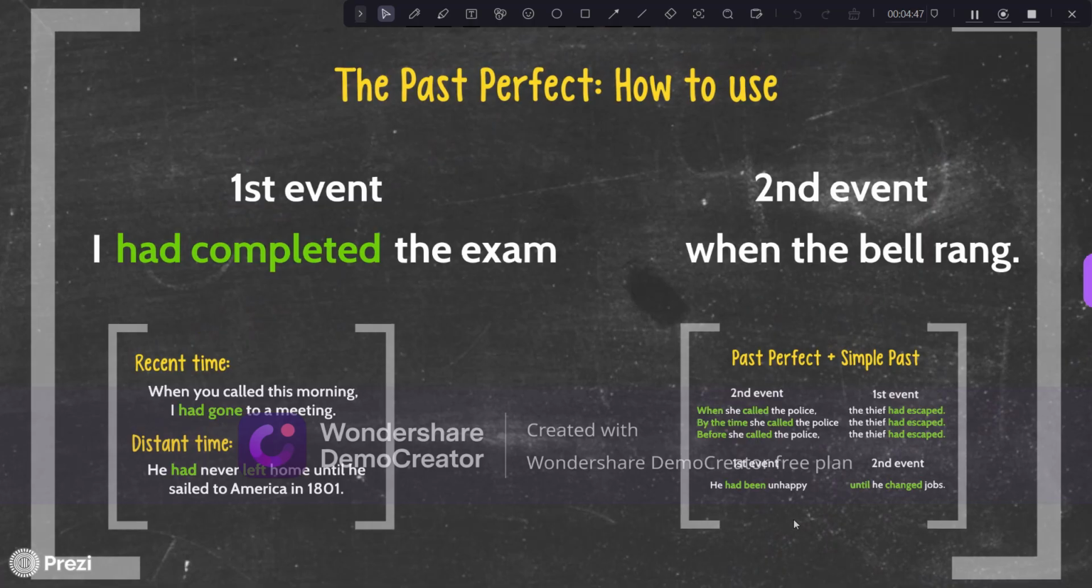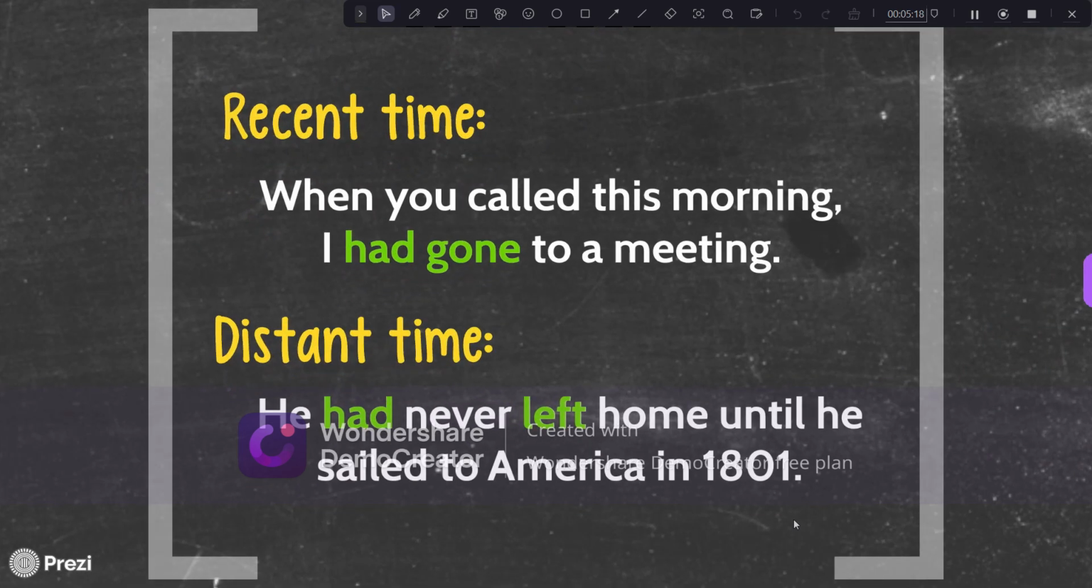The past perfect. Now, how to use it? Regularly, when we form a past perfect sentence, we have two actions actually. The first event and the second event. Always you put the first action in the past perfect tense. For example, I had completed the exam, and the second event should be in the past simple, when the bell rang. I had completed the exam when the bell rang.